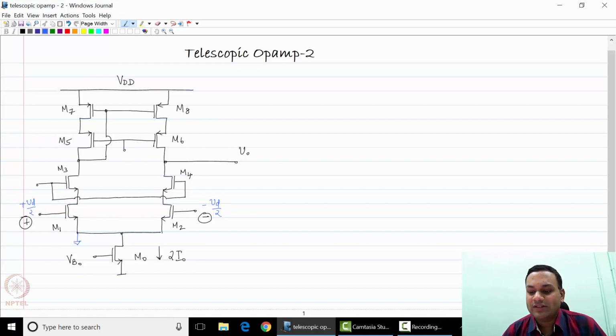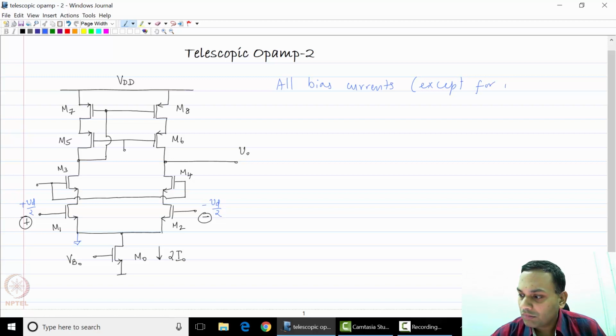This is of course valid because the devices on both sides are highly identical, and the current through the transistors M1 and M2 is symmetrical. Therefore, the bias current of course splits equally between the two paths. So all bias currents, except for M0, are I0. So the bias current through each transistor in the circuit M1 to M8 is I0. Of course, the current through M0 is 2I0.